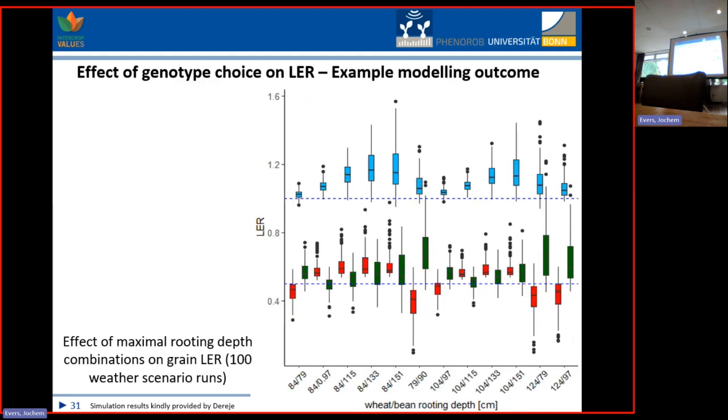And the same you can do also for biased research, such as me with roots. You can differentiate here, or you can test different trait effects. So what would be the effect if I change the maximum rooting depth of wheat and bean? The maximum rooting depth could be very shallow, 84 centimeters for wheat, or 79 centimeters for bean, or you have much deeper rooting ones. And interestingly, you see you have the highest LER when you combine a shallow rooting with a deep rooting one, whereas you have the lowest ones if the maximum rooting depths are very close to each other, which makes sense. Of course, this is what we expect.